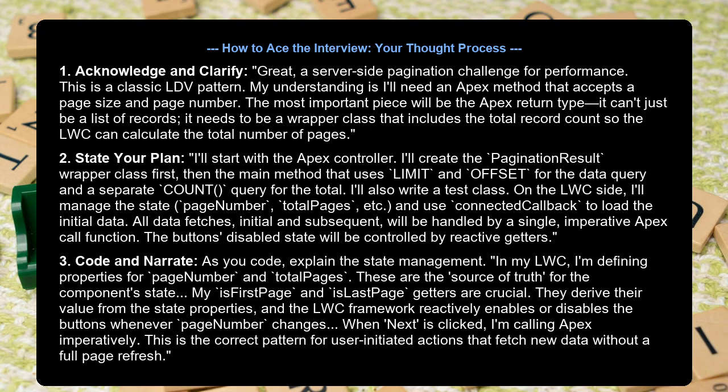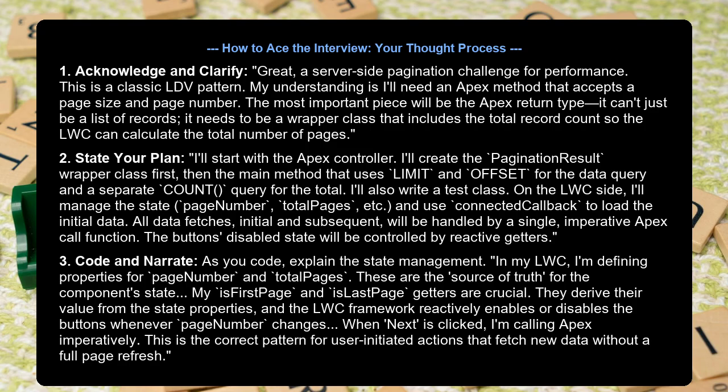2. State your plan: I will start with the Apex controller. I will create the pagination result wrapper class first, then the main method that uses limit and offset for the data query and a separate count() query for the total. I will also write a test class. On the LWC side, I will manage the state, page number, total pages, etc., and use connectedCallback to load the initial data. All data fetches, initial and subsequent, will be handled by a single, imperative Apex call function. The button's disabled state will be controlled by reactive getters.